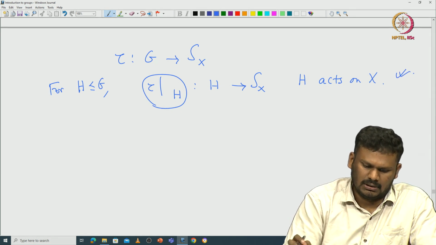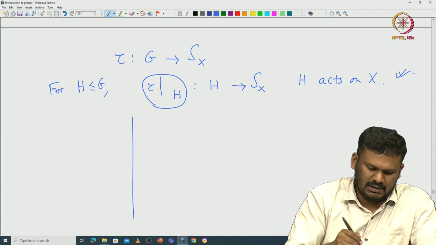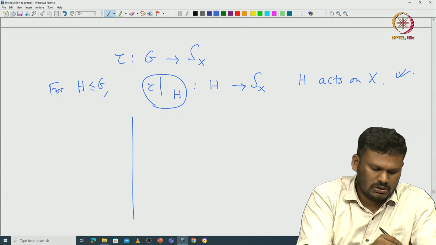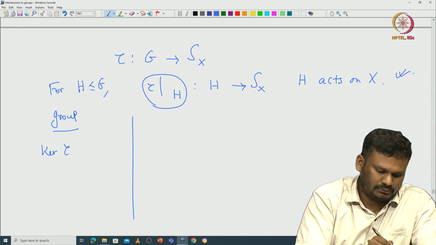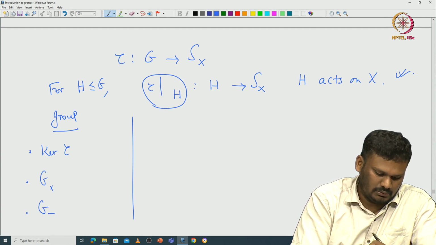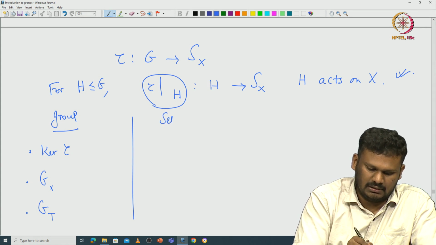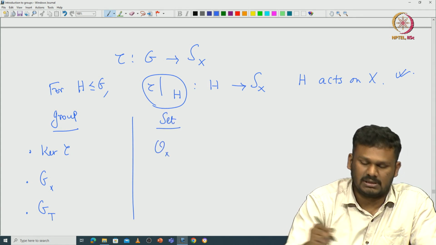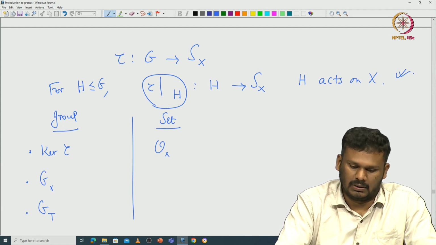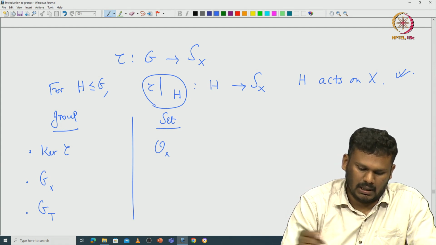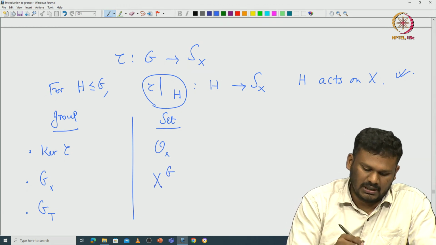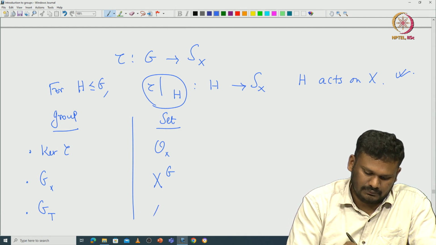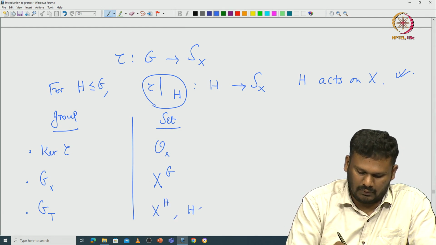And on the set side we have the orbits. So, on the group side we had the kernel and all these stabilizers. On the set side we have these orbits. And we also have this fixed point subset, and this is something one can generalize even for any subgroup of G.